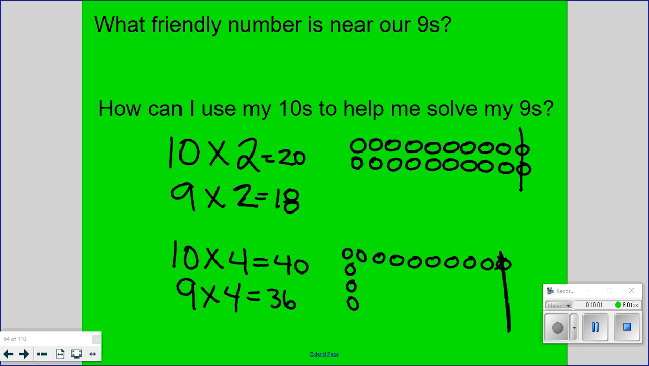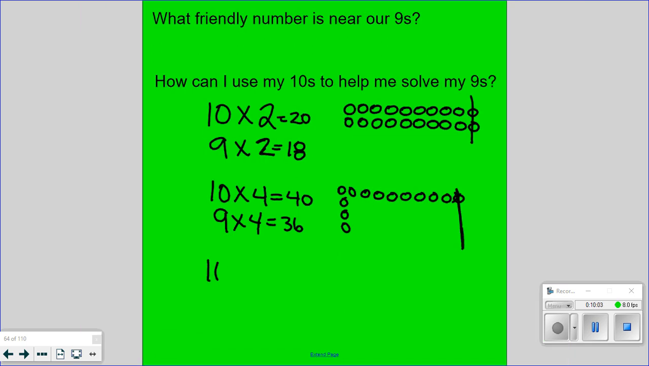What if I wanted to figure out 10 groups of 7? Go ahead and draw your fast array for 10 groups of 7.